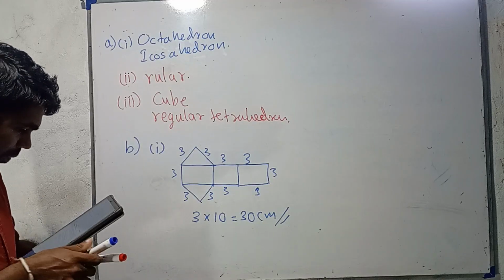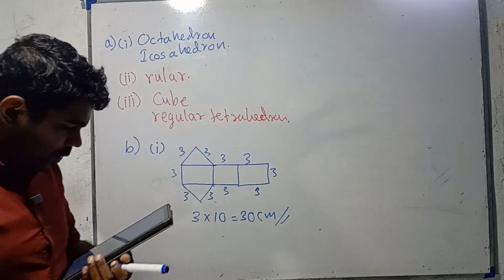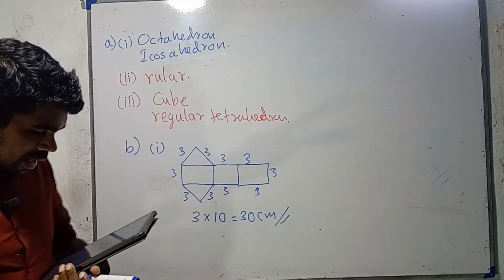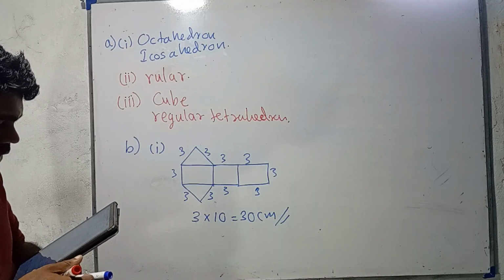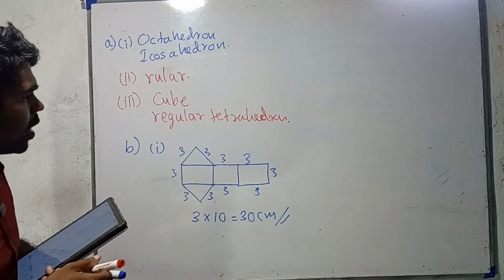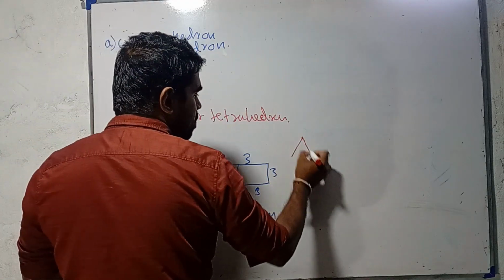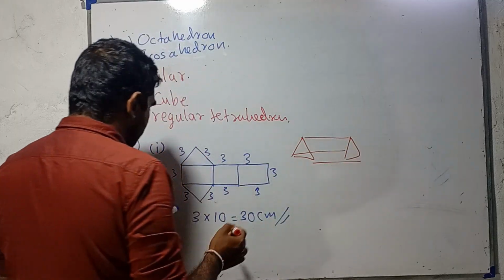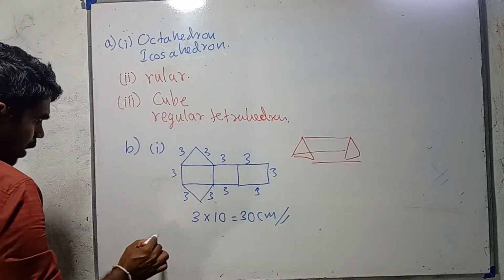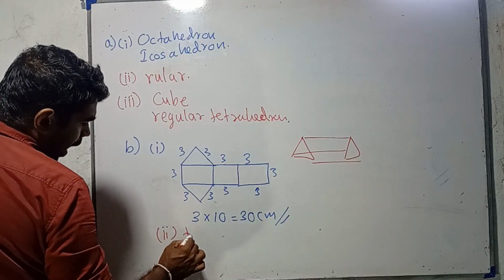In part 2, what is the name of the solid which could be constructed using the net shown in the figure? We can construct a triangular prism by using this net. Triangular prism is this one. Then we can write the answer for part 2, triangular prism.